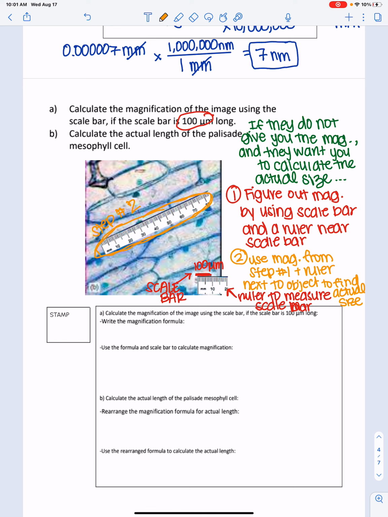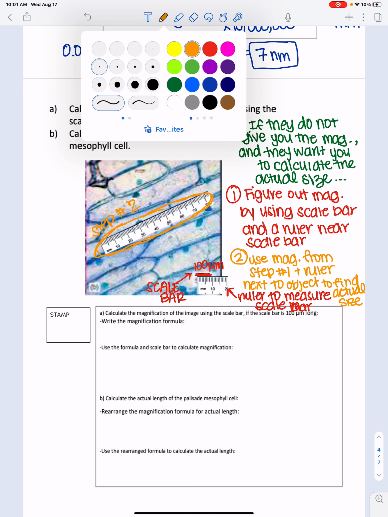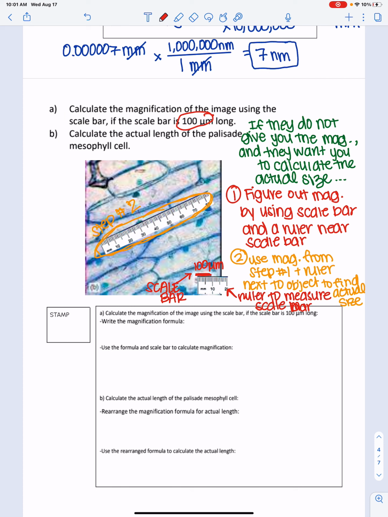Okay, so let's go ahead and do this. We're going to use the same equation for both of these steps, which is why it can get a little bit weird, but I'll walk you through it. Our magnification formula is magnification equals our measured length of whatever object we're looking at. So I'm going to put on the ruler, divided by the actual length.